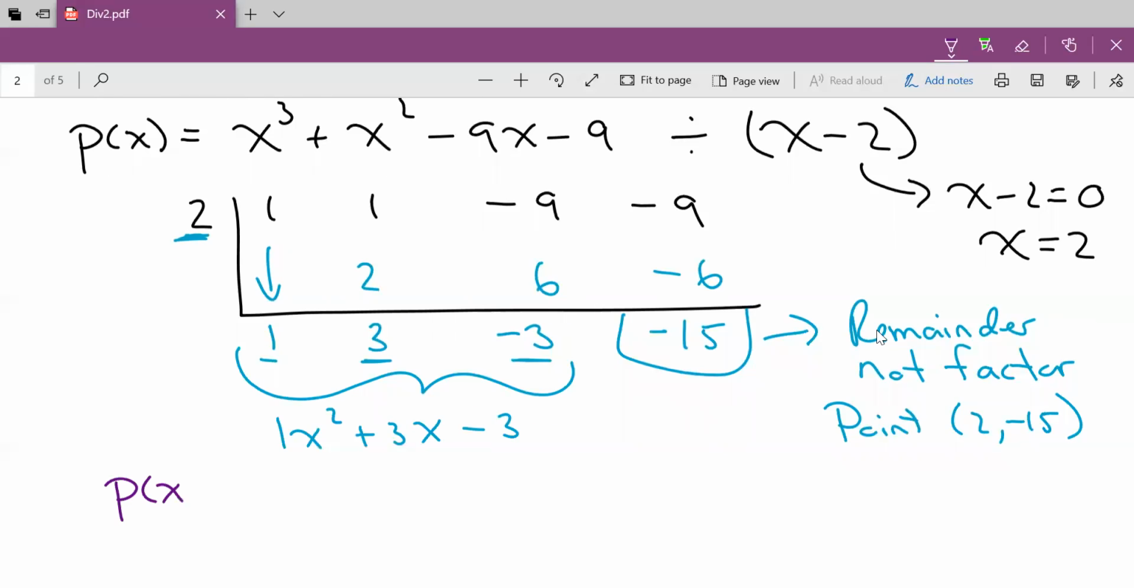P of x is equal to, well, what did we just do? We just divided this thing. So P of x is equal to x squared plus 3x minus 3. We have a remainder. Well, that means that remainder isn't a factor. So it's minus 15 over, what did we divide by? x minus 2. It's not a very pretty way to write our polynomial, but that's what you just found out. That's your division statement.